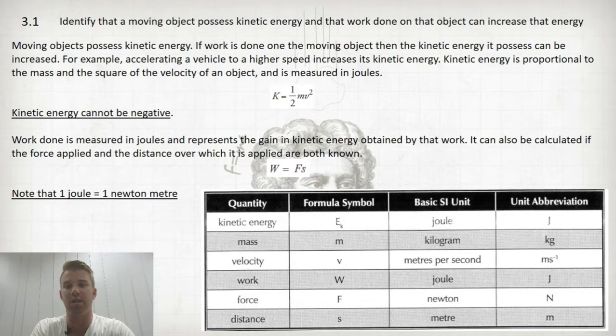So what is work? Work done is measured in joules and represents the gain in kinetic energy obtained by that work. It can be calculated if the force applied and the distance over which it was applied are known. So basically, if something is gaining kinetic energy, so accelerating a vehicle to a higher speed, we can work out the work measured over that distance. So it can be calculated by knowing the force and the distance over which it was applied to give you what the work was. Okay.